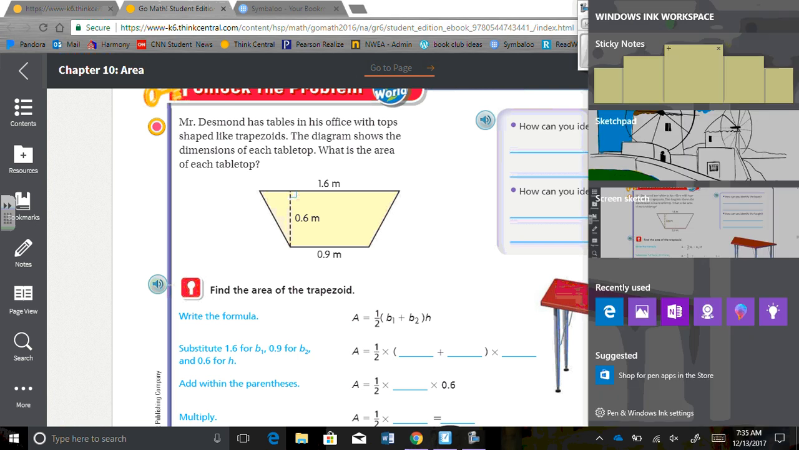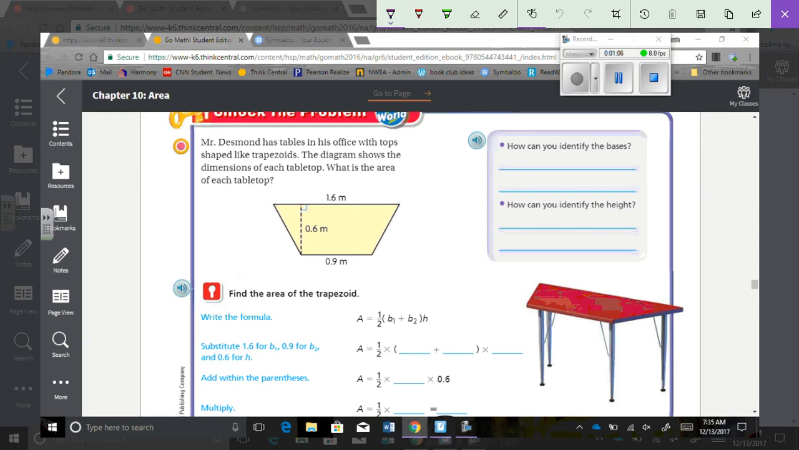So looking at Unlock the Problem, Mr. Desmond has tables in his office with tops shaped like trapezoids. The diagram shows the dimensions of each tabletop. What is the area of each tabletop? So how can you identify the bases? We know that the bases are the two parallel sides.